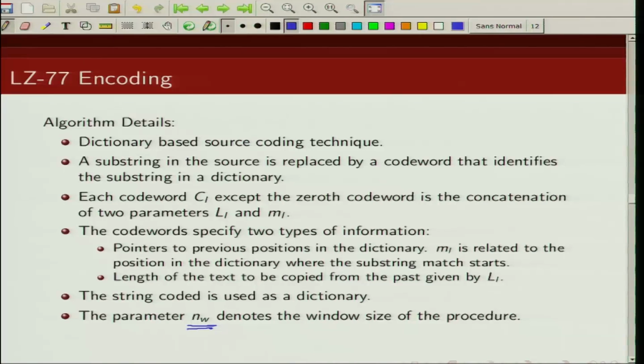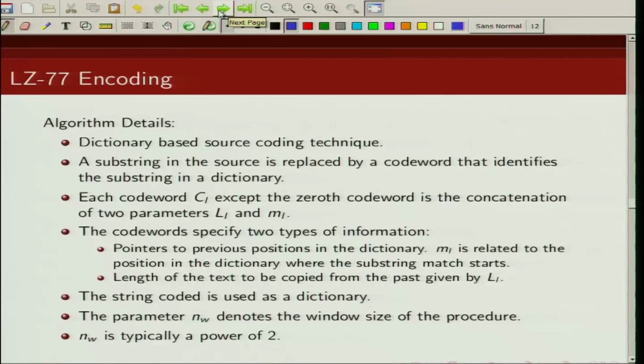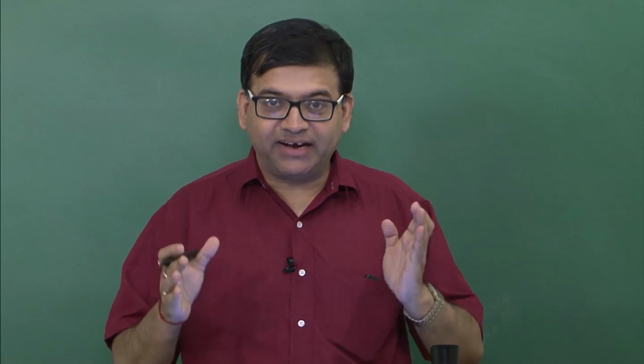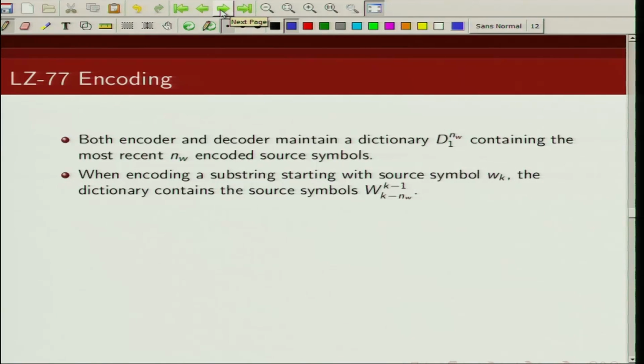As I mentioned, this is a sliding window version of the Lempel-Ziv algorithm. So I have a window of size N_W, and typically this is taken as a power of 2. In this scheme, both encoder and decoder maintain a dictionary containing the most recent N_W bits. Both encoder and decoder are maintaining a dictionary of the most recent N_W received source symbols. When encoding a substring starting from a source symbol W_K, the dictionary contains source symbols from K minus N_W to K minus 1.